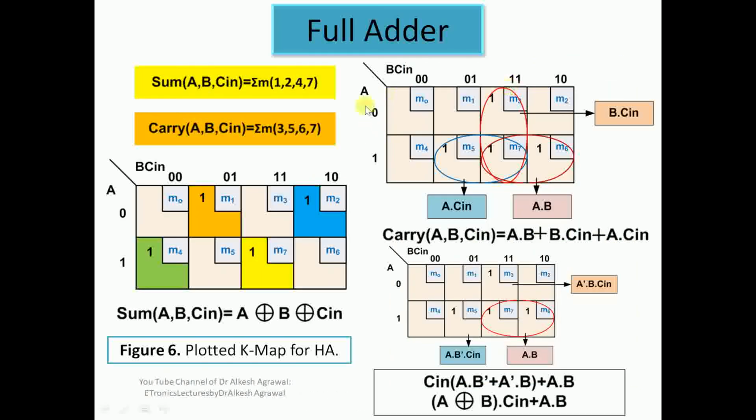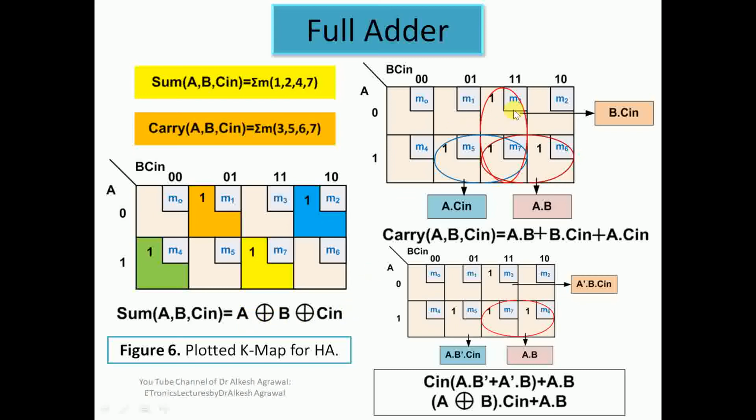Now let us see the 3 variable K-map. We plotted a 3 variable K-map for calculating the expression of sum. So we have m1, m2, m4, m7, and as I discussed in the previous lecture, this is a special case where none of the minterms can combine with the others. So in this case the final expression comes out to be the exclusive OR of all the input variables: A exclusive OR B exclusive OR C in.